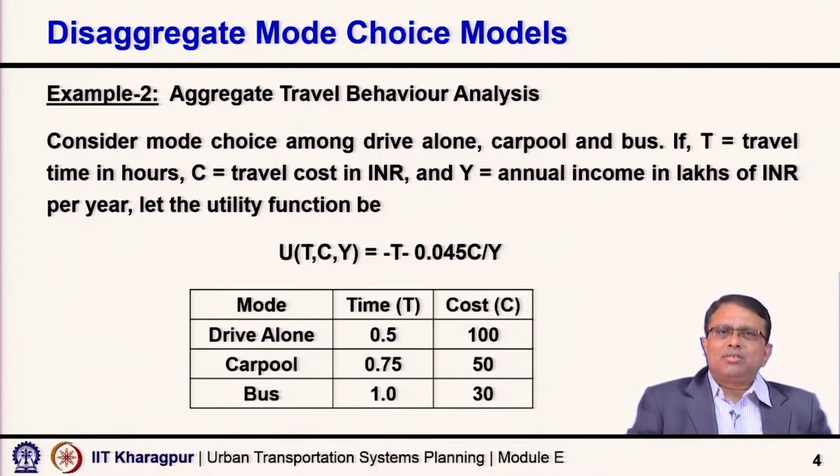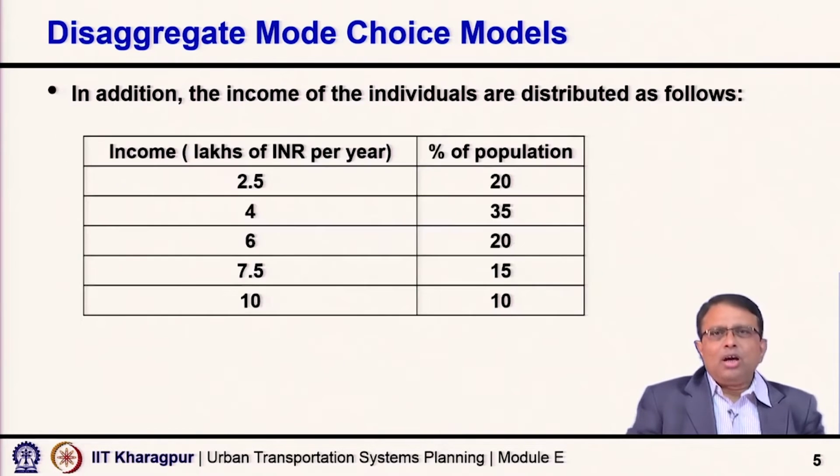Here t is the travel time by each mode, c is the cost or the fare of using that particular mode, and y is the annual income in lakhs of Indian rupees. So, here suppose the values are given for drive alone, carpool and bus, the times and costs are given. Now, we are considering a zone where the income distribution is as given in the table.